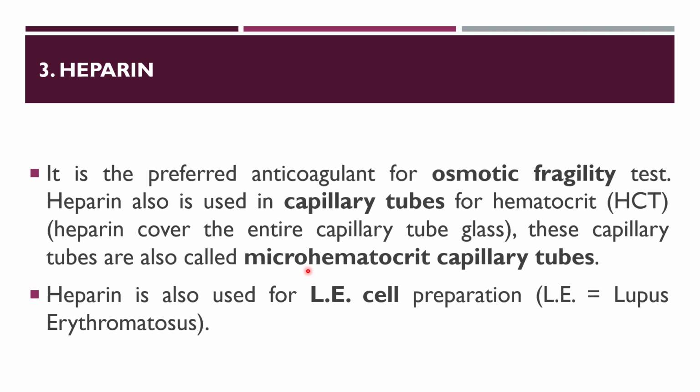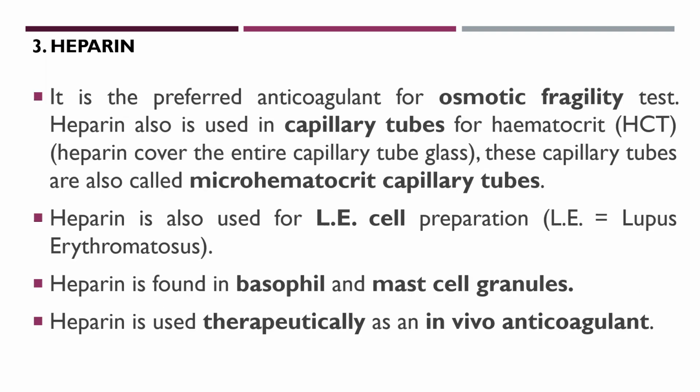Next, heparin can be used for LE cell preparation. LE means lupus erythematosus. Also, heparin is the preferred anticoagulant for osmotic fragility testing that we have already talked about. Also, hematocrit we can get from this HCT, and heparin is found usually in basophils and mast cell granules, and heparin can also be used therapeutically as an in vivo anticoagulant.